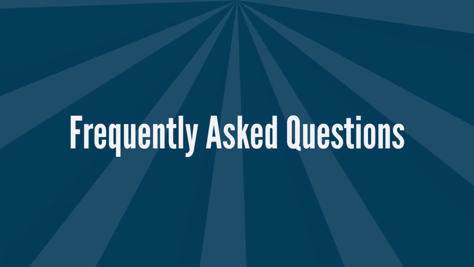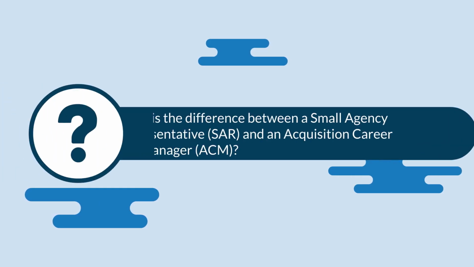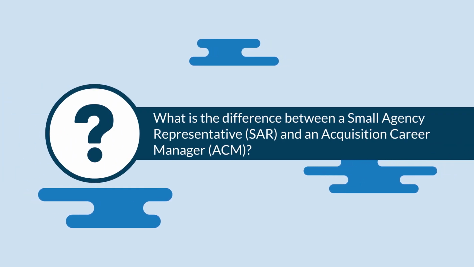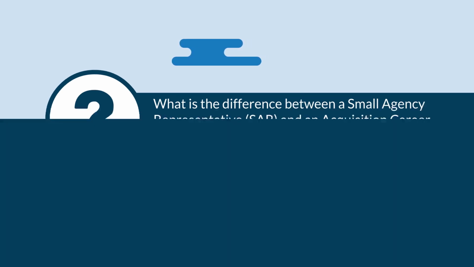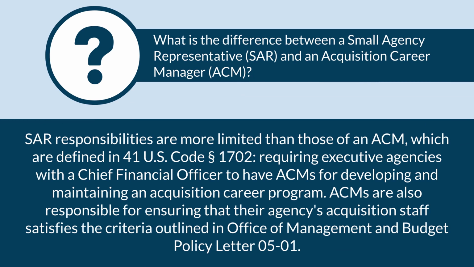Let's address a few frequently asked questions. Question: what is the difference between a small agency representative, SAR, and an acquisition career manager, ACM? SAR responsibilities are more limited than those of an ACM, which are defined in 41 U.S. Code Section 1702, requiring executive agencies with a chief financial officer to have ACMs for developing and maintaining an acquisition career program. ACMs are also responsible for ensuring that their agency's acquisition staff satisfies the criteria outlined in Office of Management and Budget Policy Letter 05-01.